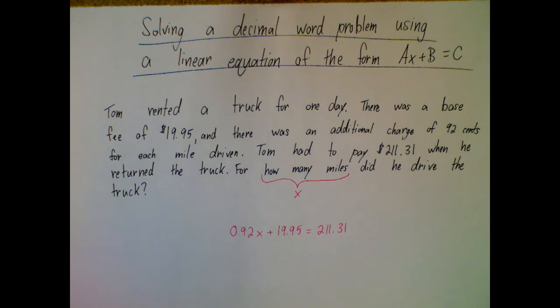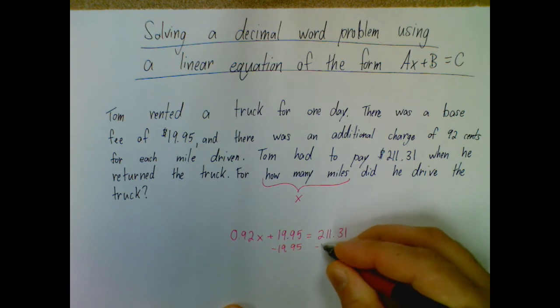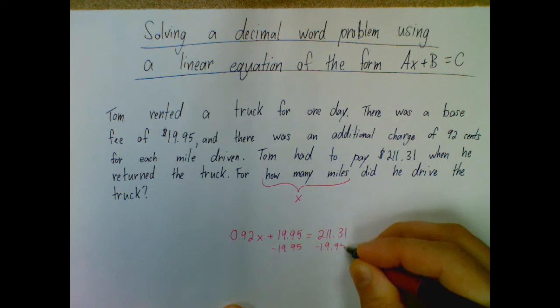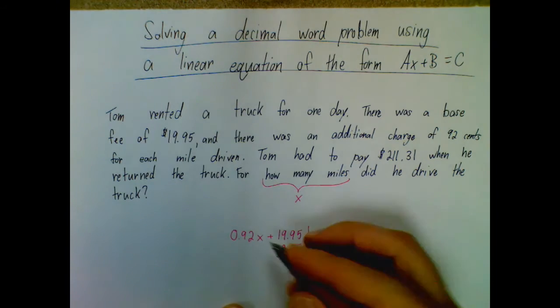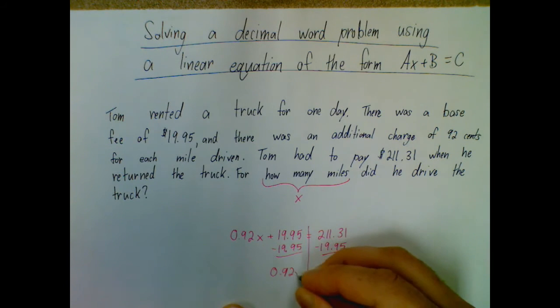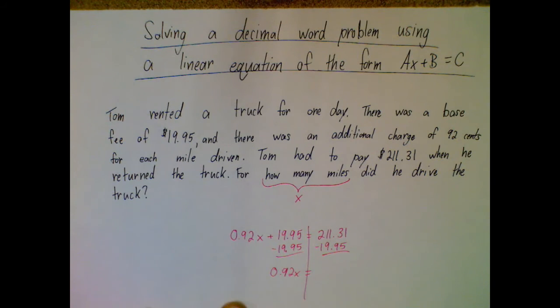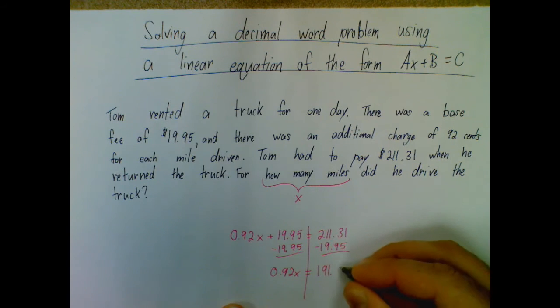So if I want to break it down to how many miles that Tom drove, I want to lose that base cost. So I'm going to subtract $19.95 from both sides so I can break it down to just that miles. So 0.92x equals, and then doing some quick subtraction here, we end up with 191.36.